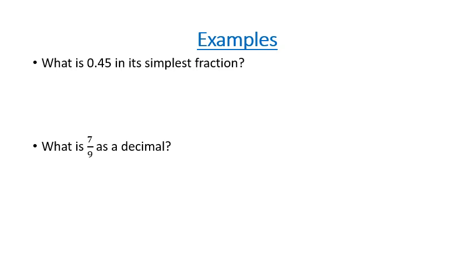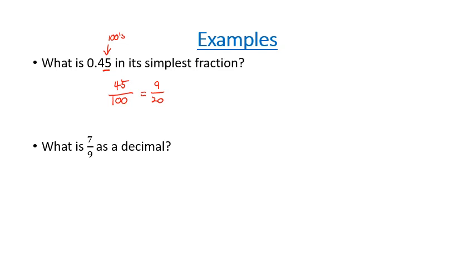So here's some example questions where we need to write 0.45 in its simplest fraction form, and then we need to work out what 7/9 is as a decimal. If we're looking at our first question, we identify that our last digit in this decimal is a 5. It's actually in the hundredths column. Okay, so this is going to be 45 over 100, which then cancels down to 9 over 20. And that's in its simplest fraction form.